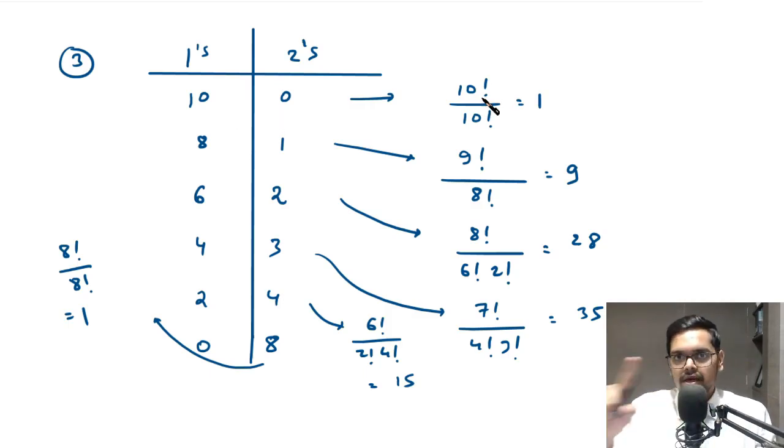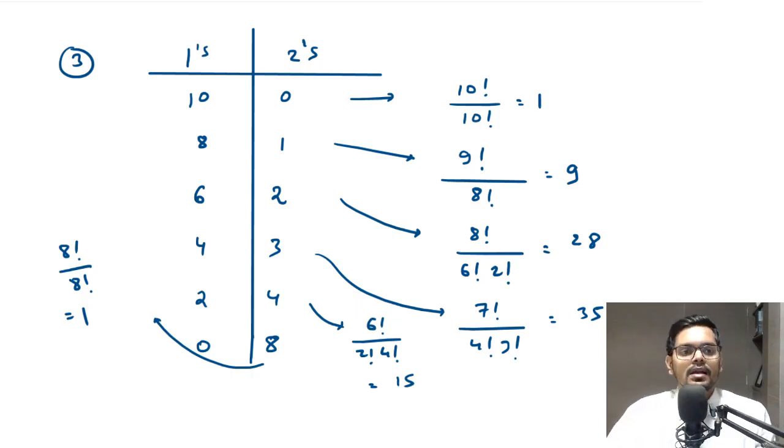If you want to go with the permutation type 4 formula, you will say 10 factorial, since all the 1s are arranged among themselves in 10 factorial ways, divided by the repetition. 1 is repeating 10 times, so divide by 10 factorial. So this is 1, which logically also I told you, that only one case will happen. Now coming to the second case.